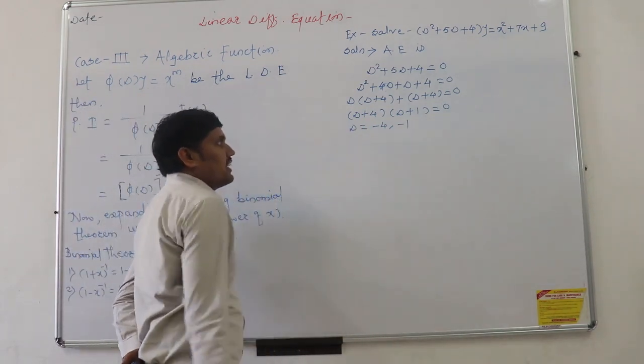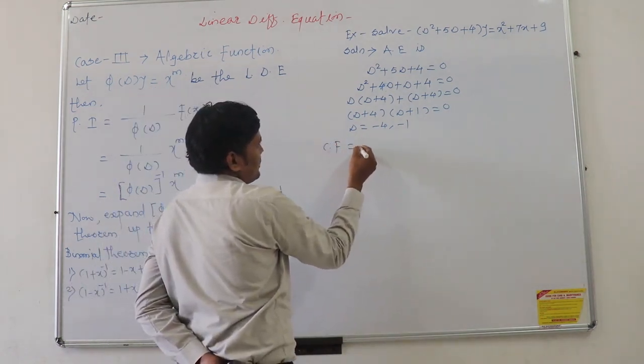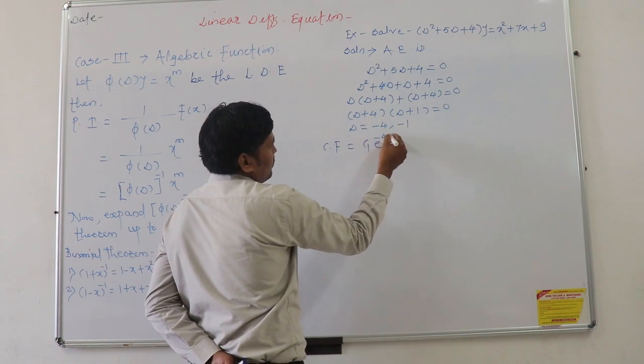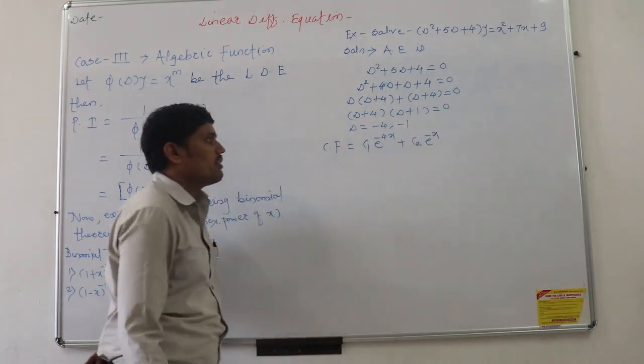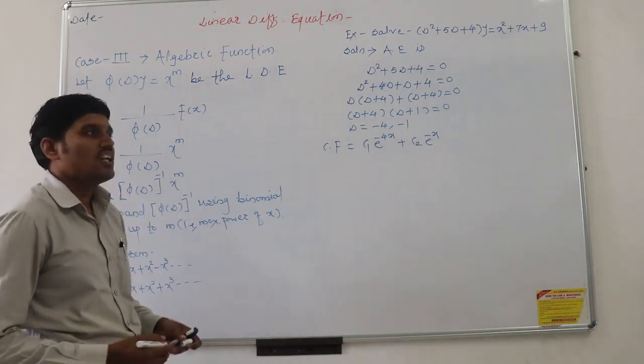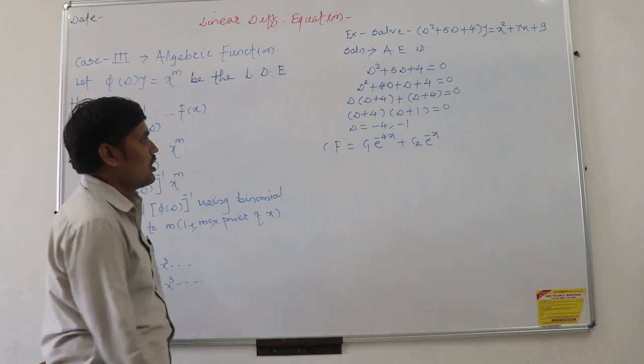Now as we already learned for the complementary function, if the factors are real and distinct, then the complementary function is c1 e raised to minus 4x plus c2 e raised to minus x. This is the complementary function, the first part of this example. In the second part, we have to find the particular integral.